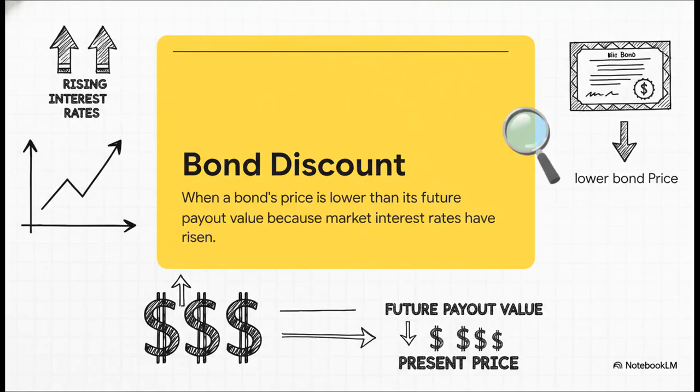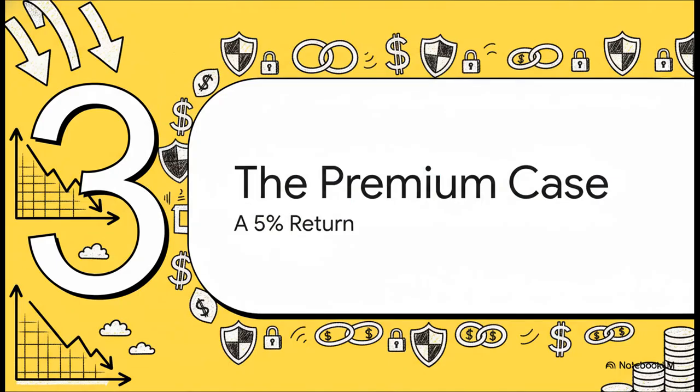And there's actually a name for this in the finance world. It's called a bond discount. It's a really simple concept. It's just when a bond is trading for less than its future payout, and that happens specifically because market interest rates went up.